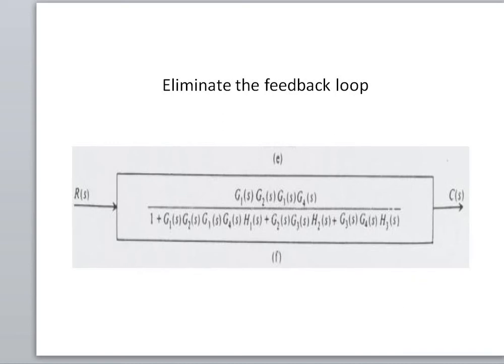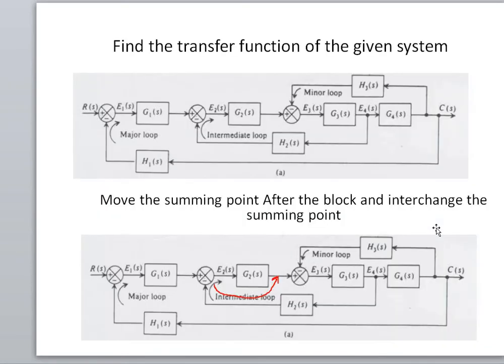Now in block diagram reduction, one problem you can approach in several methods. There may be many methods to approach a problem. So here I have taken to change this feedback loop after the forward path transfer function g2 of s. So I am moving the summing point after the block g2. That is a method to reduce this block diagram.